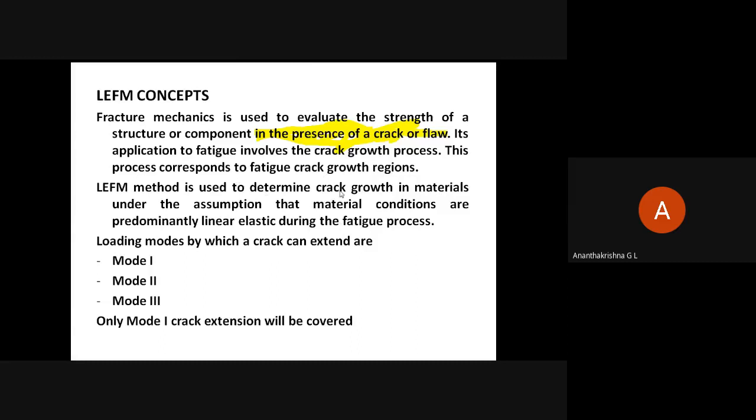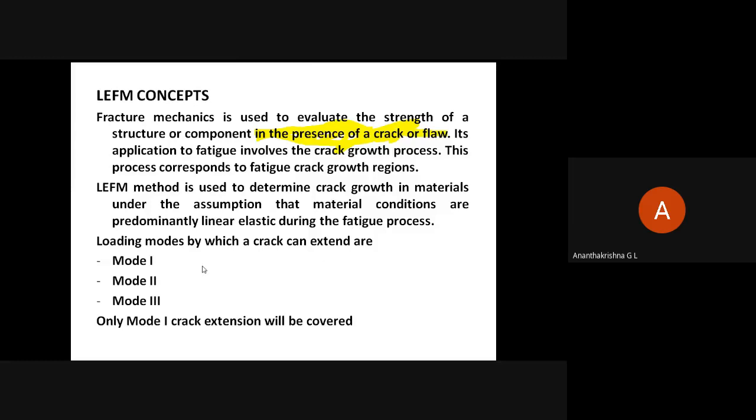Again, the LEFM method is used to determine crack growth in materials under the assumption that the behavior is predominantly linear elastic. That is the basic concept of LEFM. Within the elastic region, Hooke's law is applicable, where stress is proportional to strain. So it assumes that material conditions are predominantly linear elastic during the fatigue process. That means it will not cross the elastic region during the fatigue process.